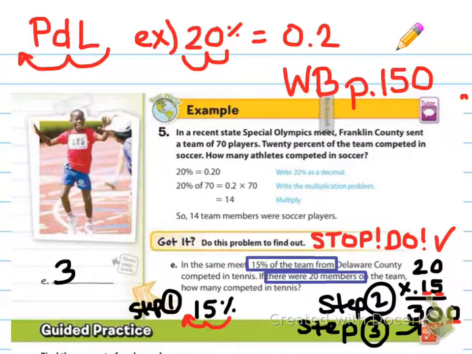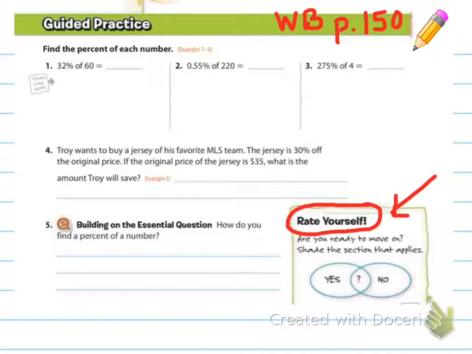Okay, come back and check the got it. You can see my step 1, change the 15% to a decimal. Step 2, I multiplied 20 times 0.15, and then in step 3 I placed the decimal in the correct spot. So the answer is that 3 members competed in tennis. Okay, when you're done, move to the next page.